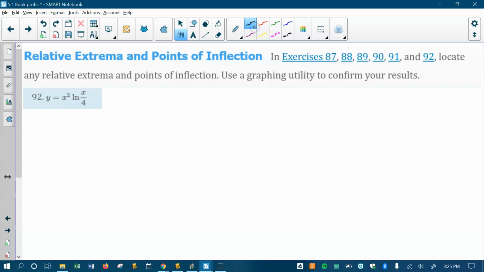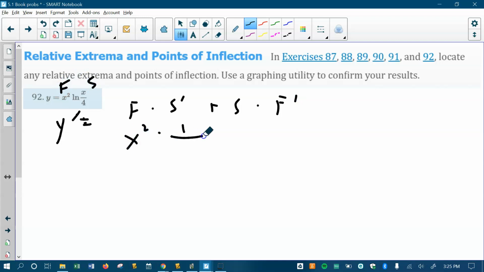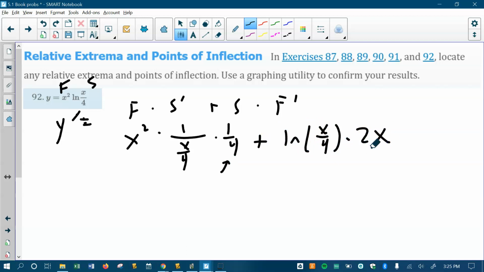Next, number 92. Horrible problem. Same problem for the extrema. So y prime is equal to, let's do first times second prime plus second times first prime. First, x squared, times 1 over x over 4, times the derivative of x over 4, which is just 1/4. If you're not sure about that, please make sure you ask. Plus ln of x over 4 times the derivative of the first, which is 2x.